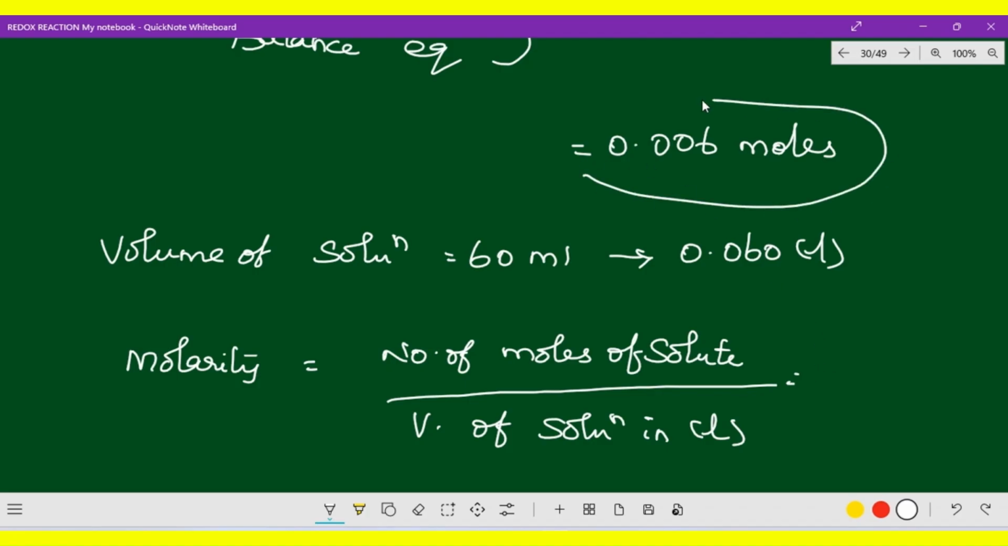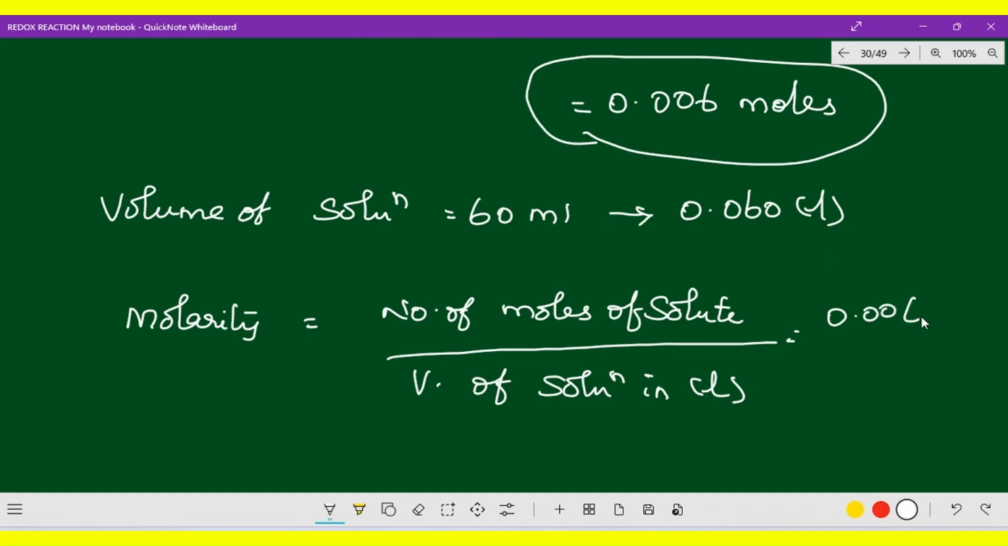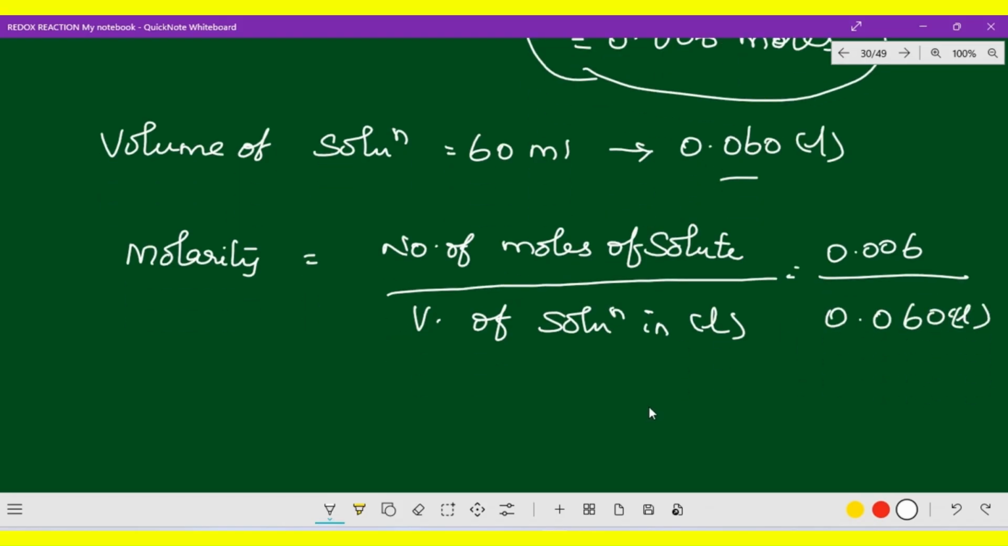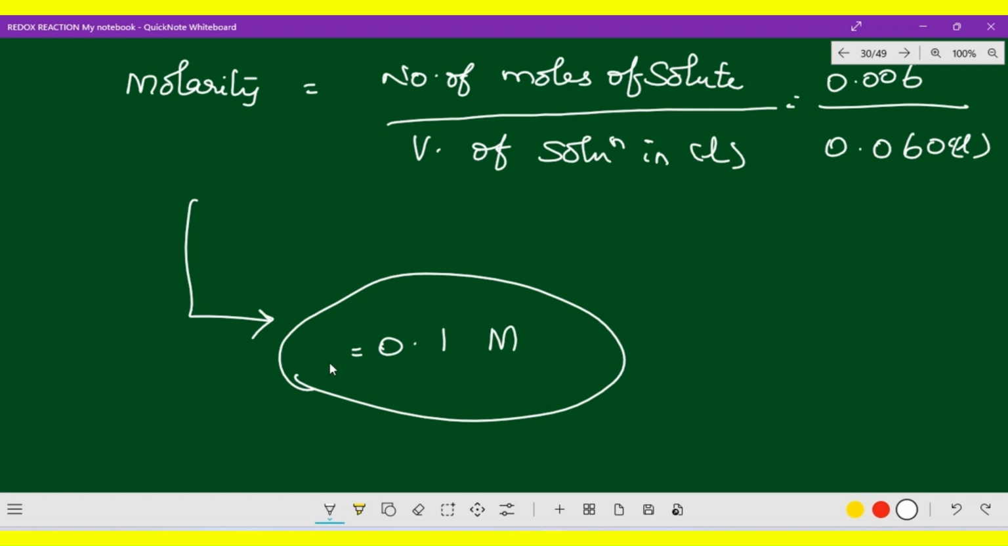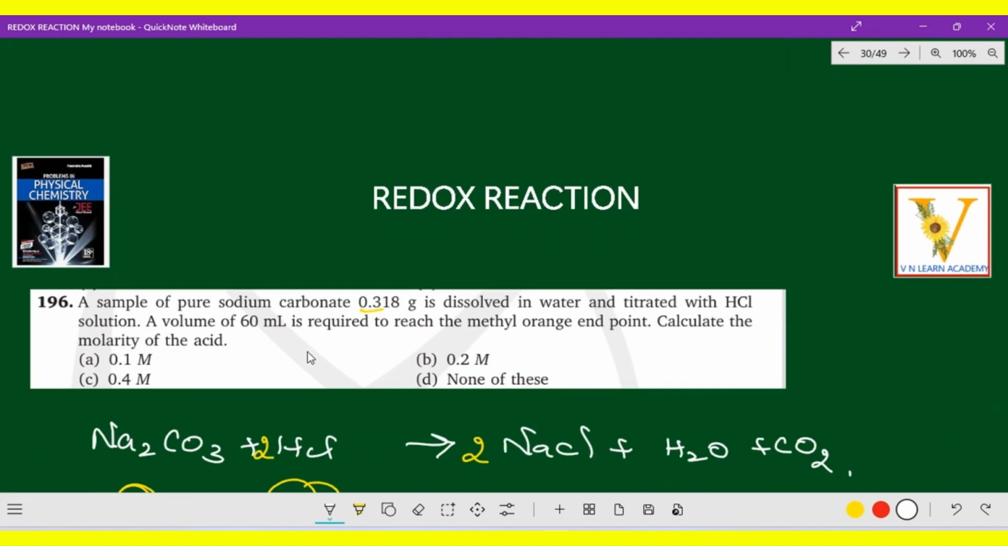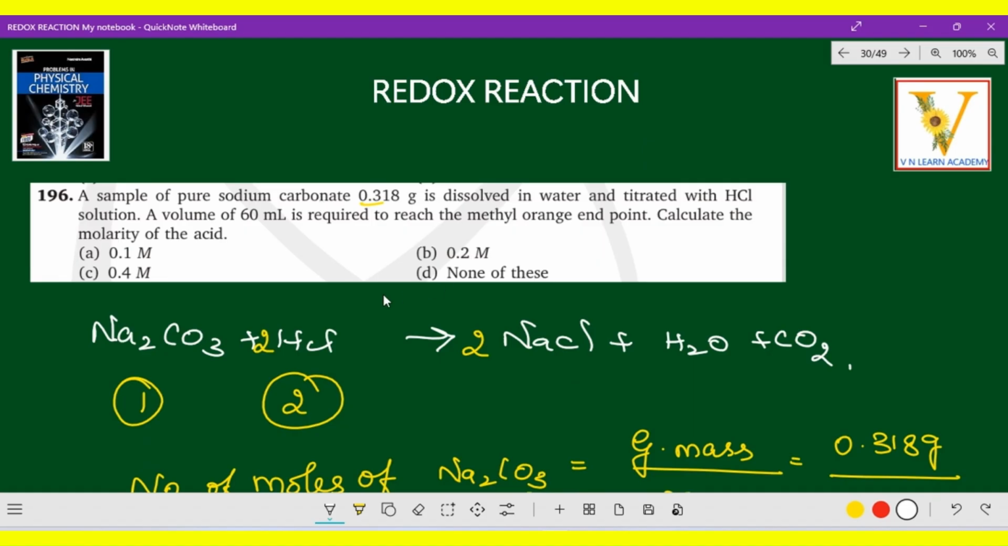So this is the number of moles of the solute, sodium carbonate only, right? So 0.006 moles divided by volume of solution in liter. Just now we found that is 0.060 liter. So molarity is equal to 0.1. In the question, let us check the option. Calculate the molarity of the HCl acid. HCl acid is 0.1. I hope you got the clarity. So option A is the correct option. Got it? Come on, let's go to the next question.